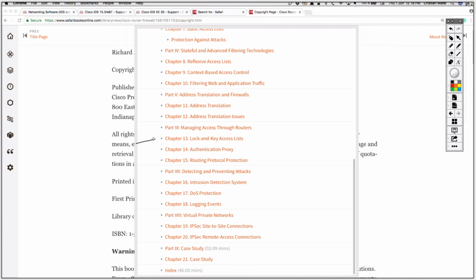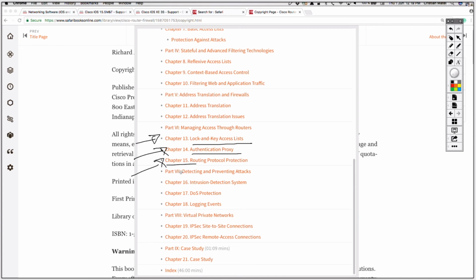Chapter 13 is going to be your lock and key ACLs, which is like a dynamic access list. Those got replaced by authentication proxy. So chapter 14 is going to be authentication proxy. This feature replaced dynamic access lists, or lock and key access lists. Then chapter 15, rogue protocol protection. However, being an older book, they don't touch on the new security features, especially for IPv6.